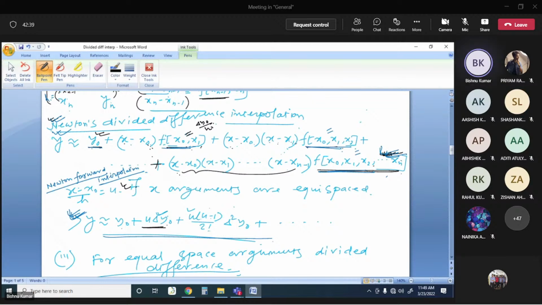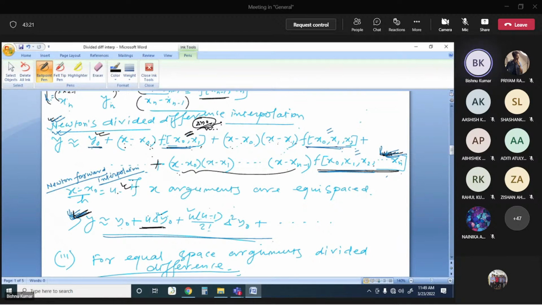That Newton forward interpolation is clear? This is Newton forward interpolation. It was written there in terms of u, and that u is x minus x0 by h. So if I use the divided difference for equal space arguments in terms of the forward difference operator, this is basically del y0 by h, and that h you just write in the denominator position here, x minus x0 by h. So simply this term remains, x minus x0 by h is u. So the next term coming is u into del y0.